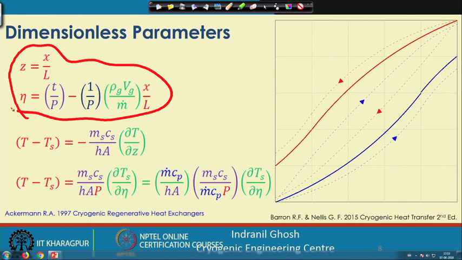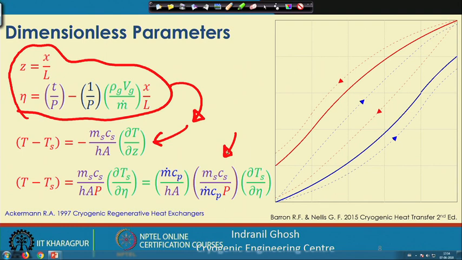We basically define two dimensionless parameters. One is the dimensionless distance and the other is the dimensionless time. One is z equals x by L, and then eta, which is the dimensionless time. With this transformation, with this change in variables or dimensionless parameters, we can write the governing equations in this form, and the other equation will take this form.